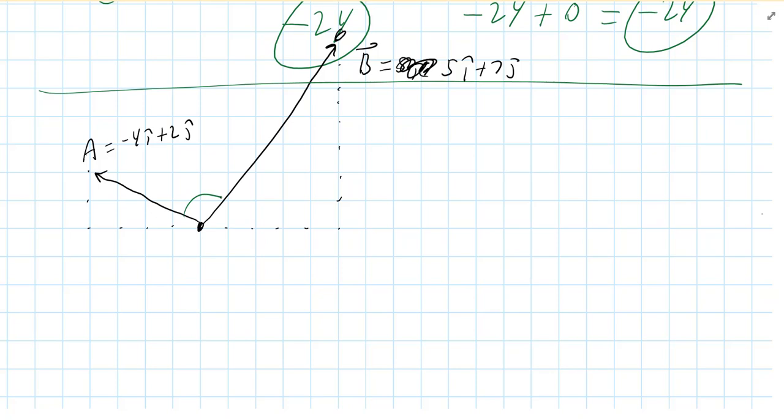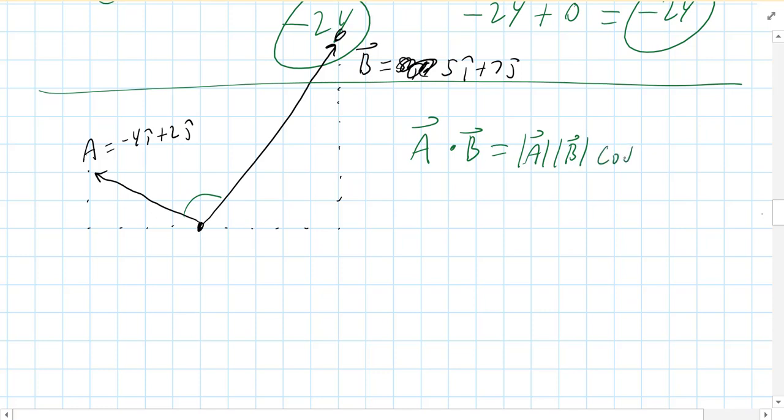By the way, should our dot product be plus, minus, or 0? Well, any angle bigger than 90 should give us a negative dot product. So when we're finding the angle, we should get a negative dot product. Here's what we're going to do. We're going to do A dot B, that's the unit vector stuff, equal to the magnitude of A times the magnitude of B times cosine of the angle between them. So for A, it's negative 4 i hat plus 2 j hat dot B, which is 5 i hat plus 7 j hat.